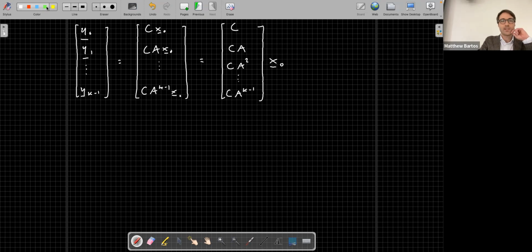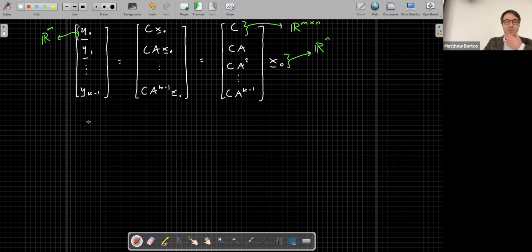Okay, so let's say that each of these Y's is of dimension R^m. We know that x naught is of dimension R^n. And each of these terms here will be of dimension R^(m by n). So what are the dimensions of each of these terms? Let's write out this equation as a matrix equation again.